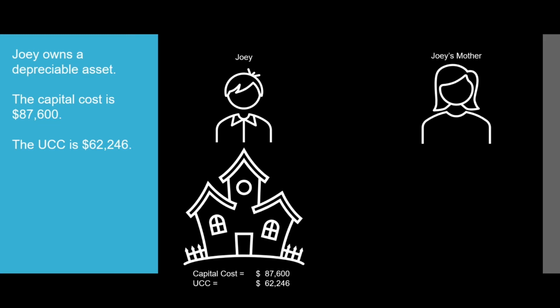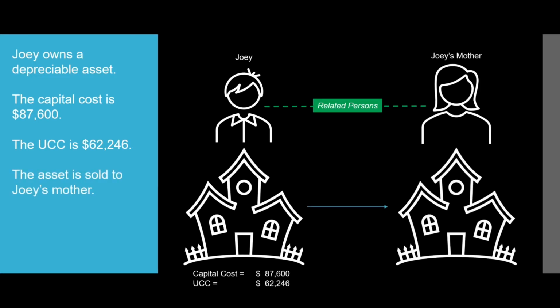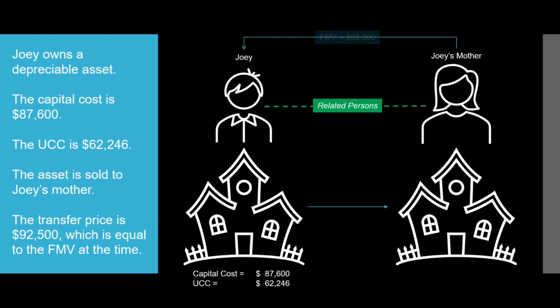Hi, Mom. For tax purposes, Joey and Joey's mother are considered to be related persons. The asset is sold to Joey's mother. The transfer price is $92,500, which is equal to the fair market value at the time of the transfer. Again, we'll assume that this asset is the last asset in the class for Joey.